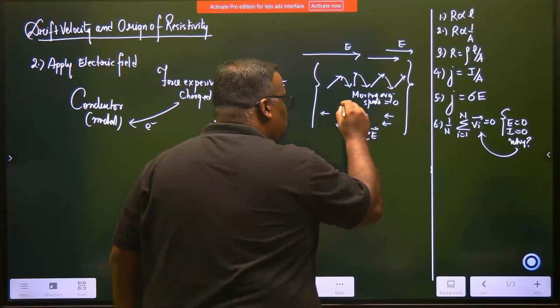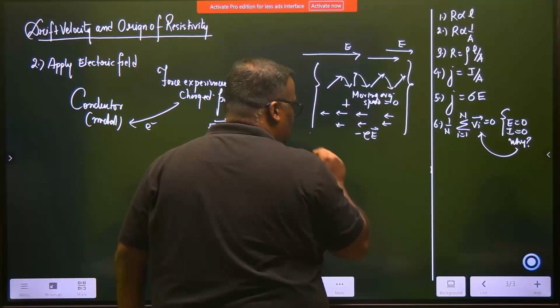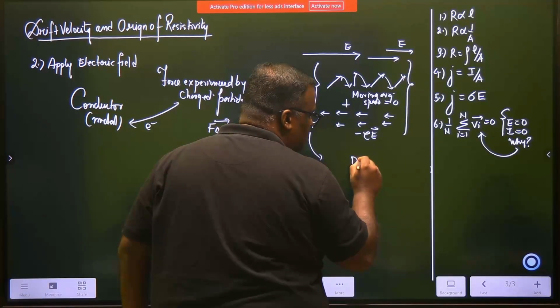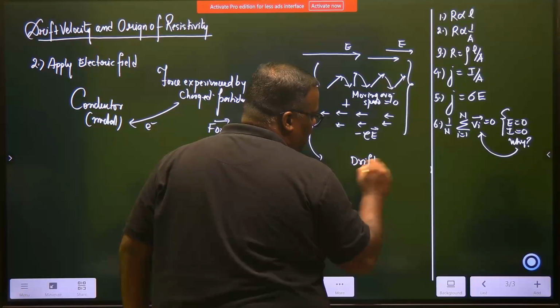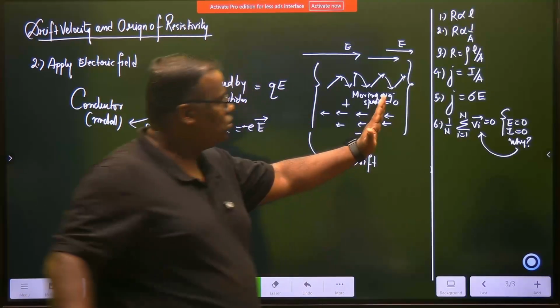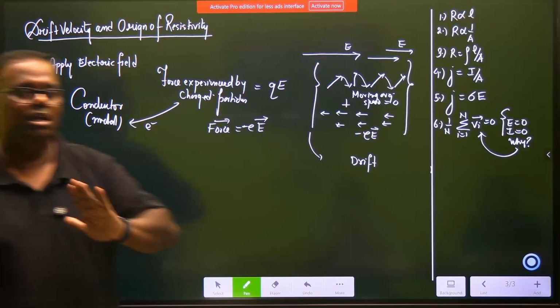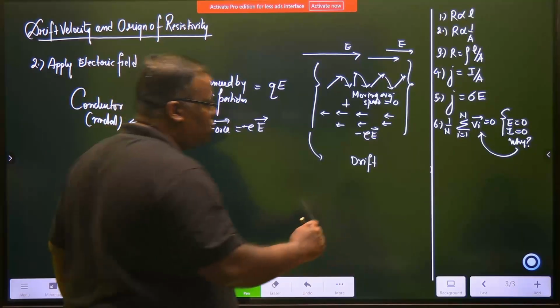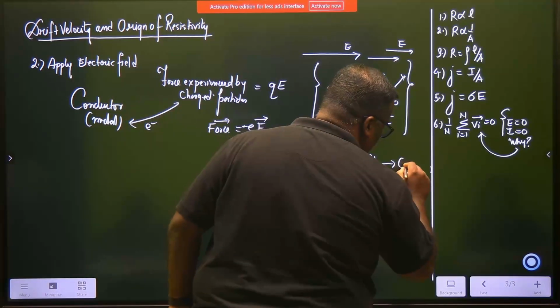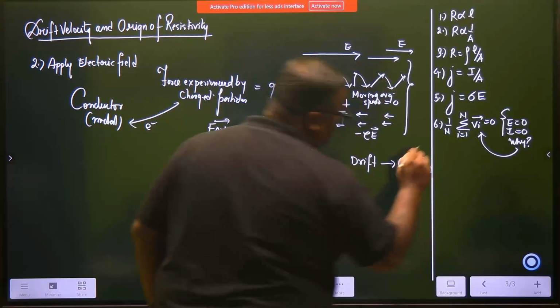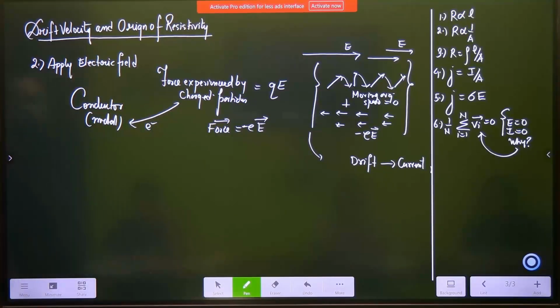And the combination of both of them leads to something which is known as drift. The electrons will slowly drift. They will collide and they will drift. And this drift is responsible for the current. Is this much understood? Right? So from here we get one more thing.